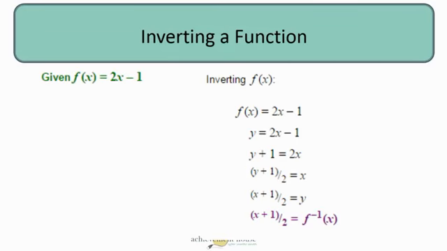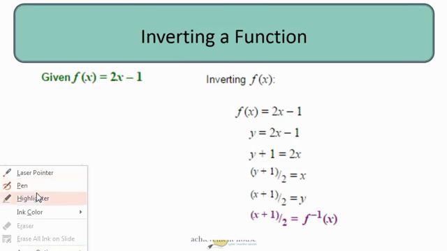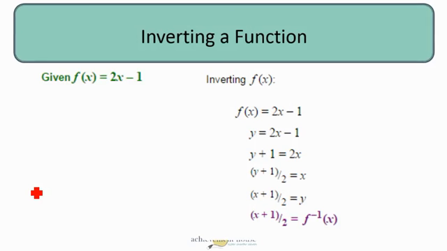Inverting a function is actually quite simple. So given that f of x equals 2x minus 1, if we want to invert f of x, we need to start by changing f of x to y so that we're dealing with two variables, because what we're going to be doing is solving for x and then switching x and y. That is essentially what an inverse is.